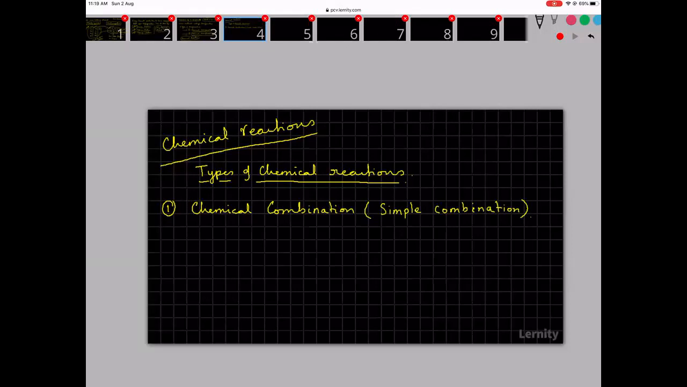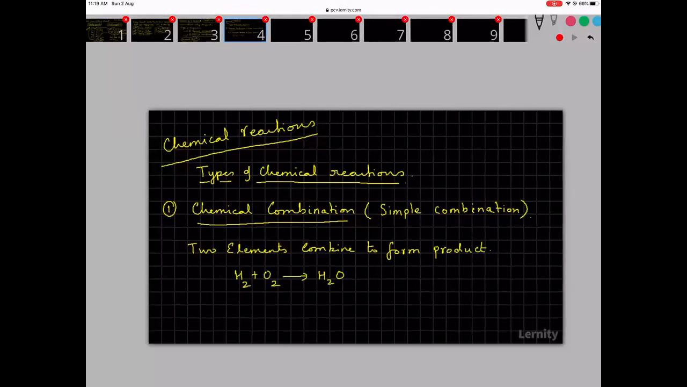Okay, in a simple combination reaction, two elements combine to form a product. Say for example, H2 plus O2 forms H2O. Always a chemical reaction is to be balanced. Sodium plus hydrogen will form sodium hydride.